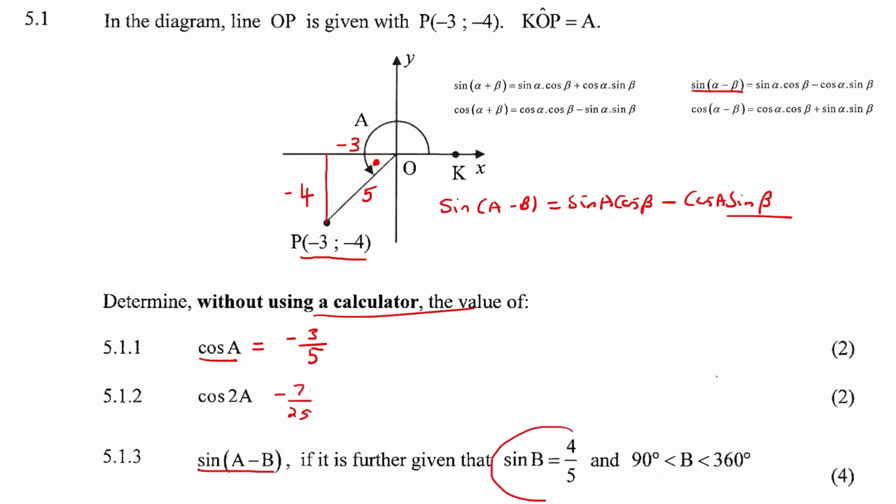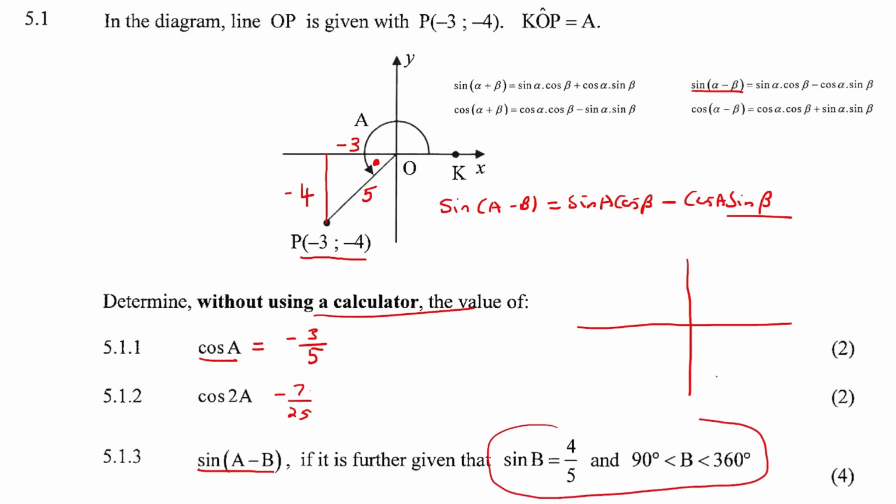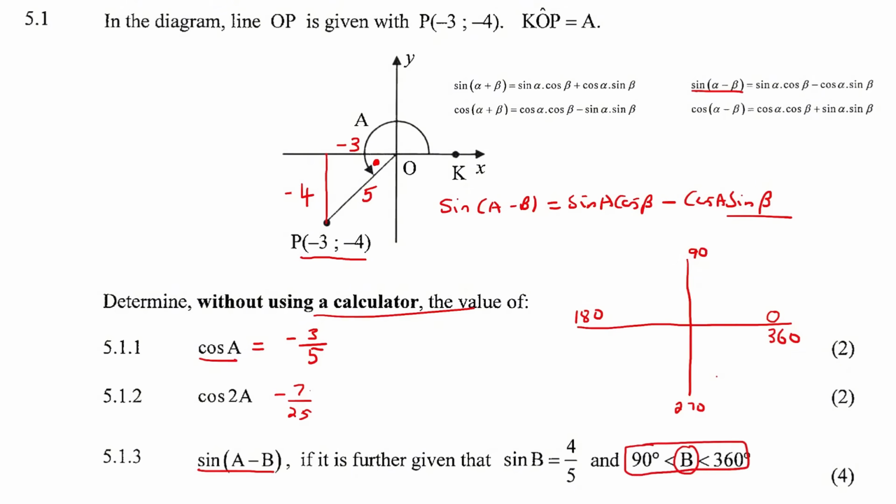So we're going to take this information here to make a brand new triangle. How do we know which quadrant to draw the triangle in? Well, from these 2 pieces of information, we will be able to figure it out. We know that this is 0 degrees, this is 90, 180, 270, and then back to 360. They tell us that the angle is somewhere between 90 and 360. So it could either be here, here, or here.